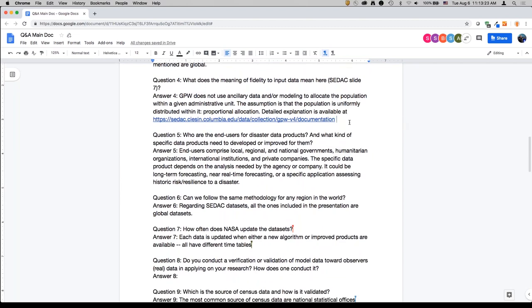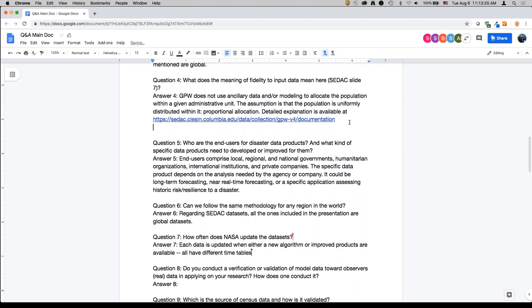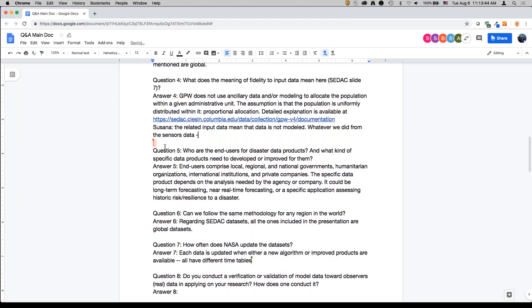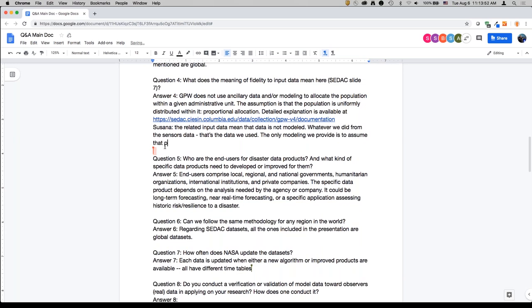And Susanna, you may want to add to this question four. What is the meaning of fidelity? Yes, fidelity to input data means that the data is not modeled. It means that whatever we get from the census data, that's the data that we use. And the only modeling that we provide is to assume that that population is uniformly distributed where the administrative area for what that population was is the count.